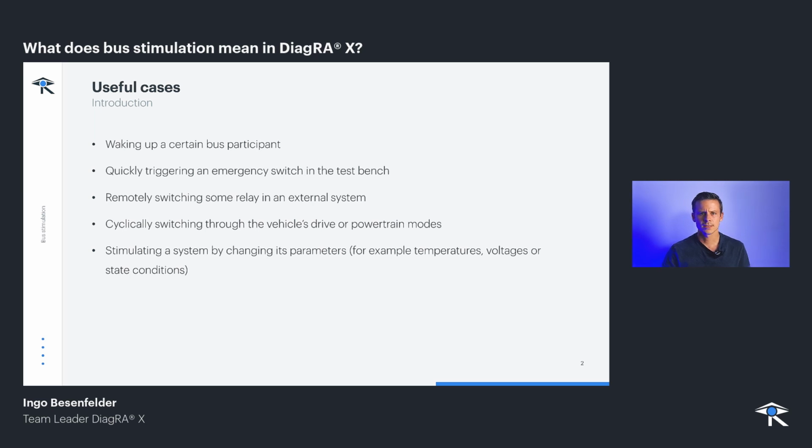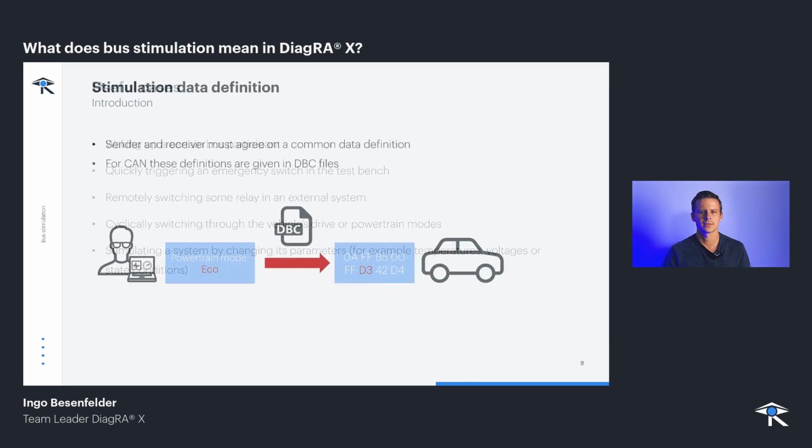What all these cases have in common is the requirement that the data must be understood by the system being stimulated. Sender and receiver must agree on a common definition. For CAN, this definition is mostly given in a DBC file. In DiagRA X, this definition is specified via so-called virtual messages.